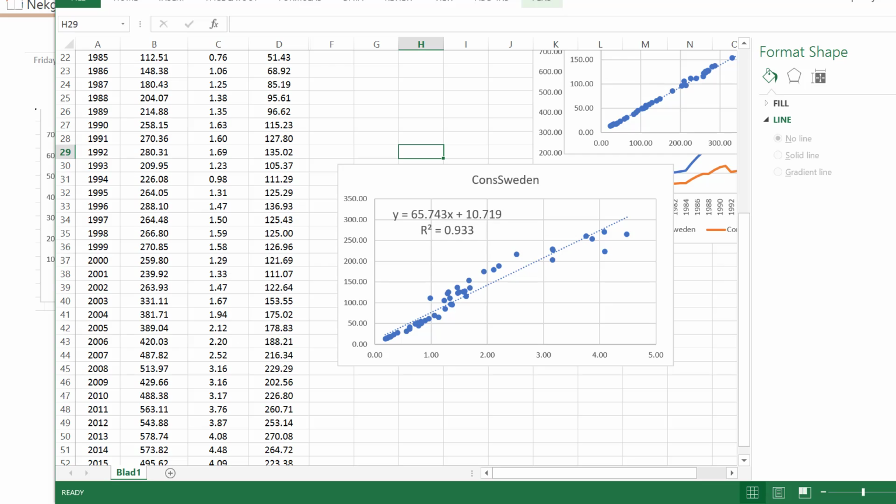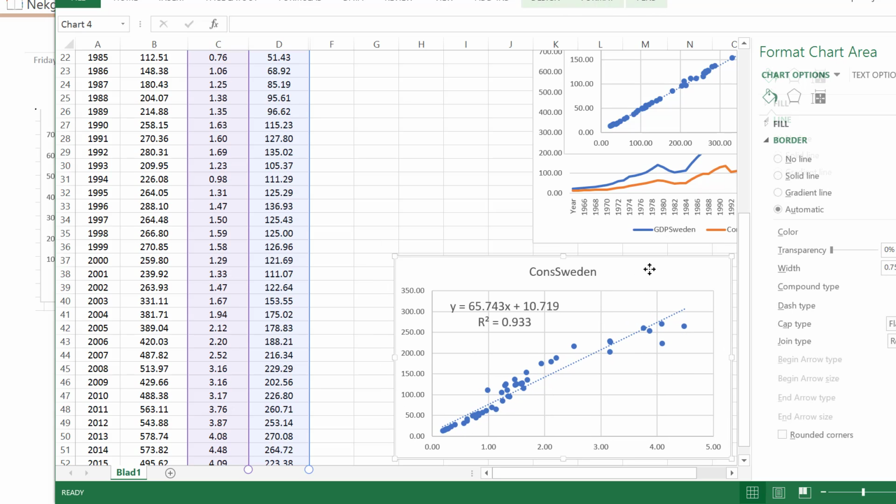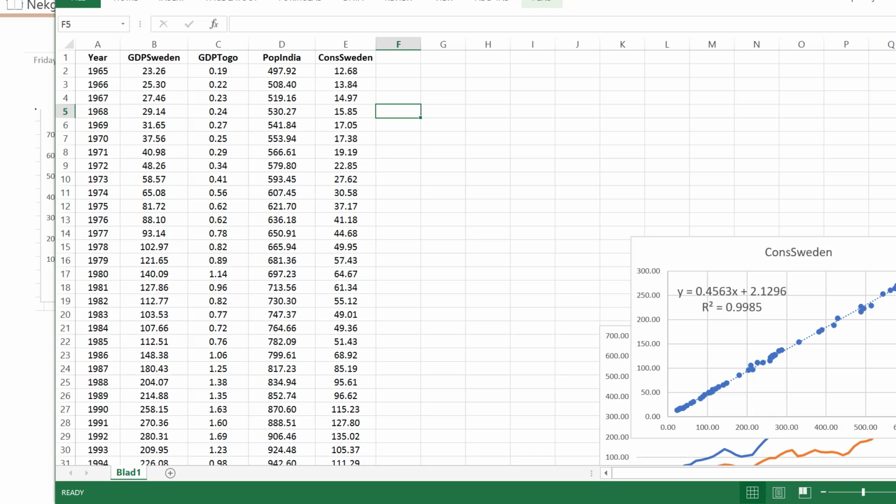You may argue that the reason for this high R square is that GDP of different countries are highly correlated in terms of some world business cycle. So let's take this one step further and let's try to explain Swedish consumption with something that definitely has no effect at all, which is not even measured in dollars.